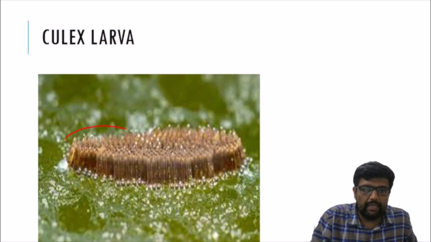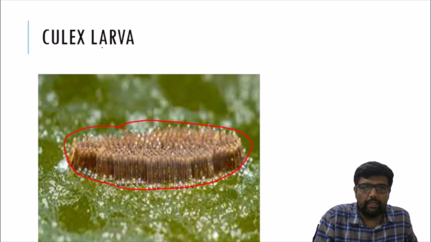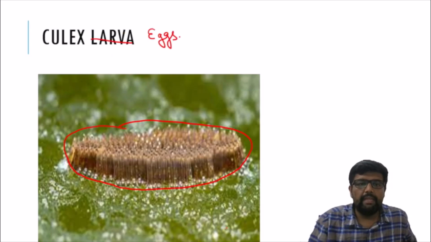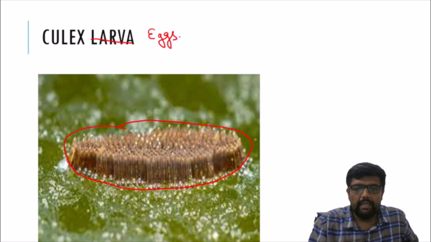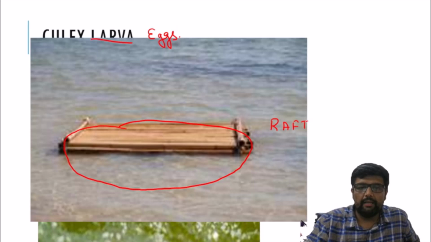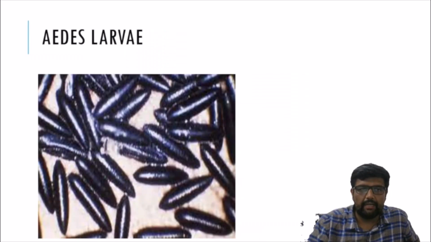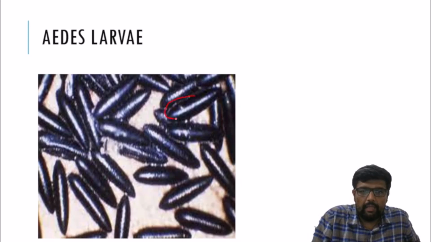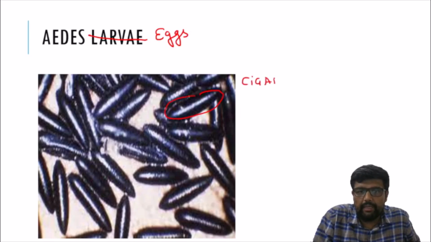You can see here, these are Culex eggs, raft shaped. So this is like a raft. These are Aedes eggs. They are cigar shaped, laid singly.